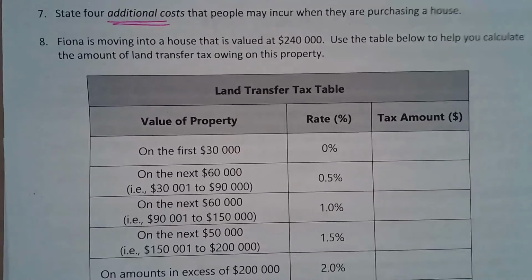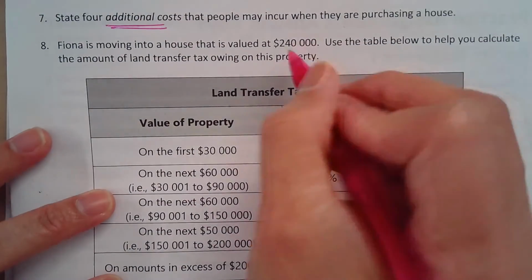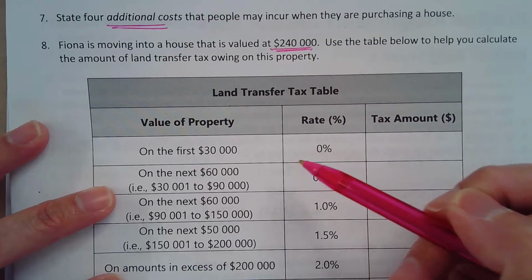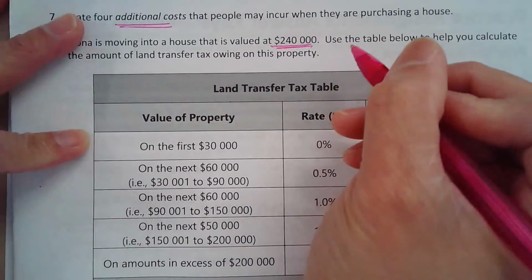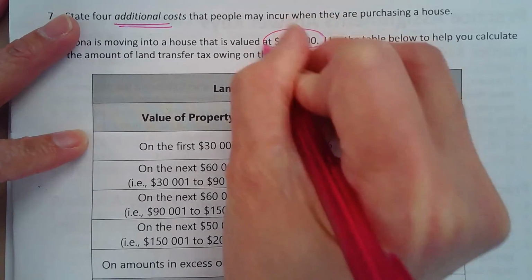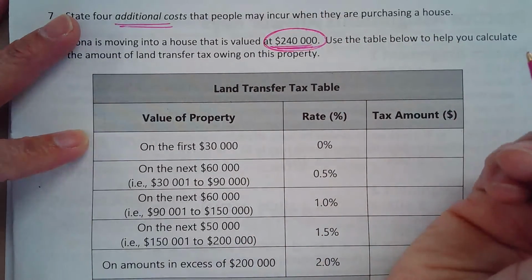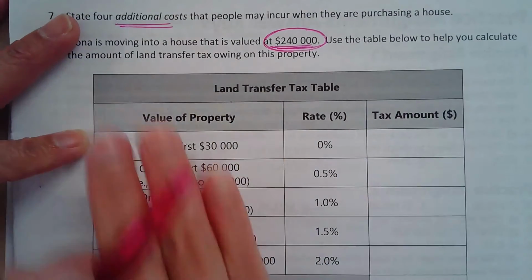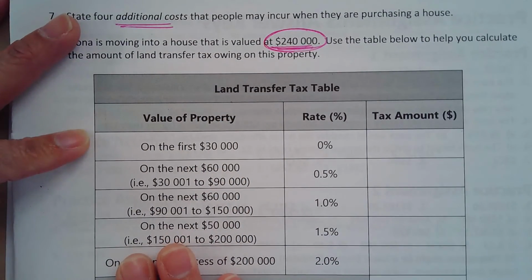We're gonna speed it up so we have a little bit of time to do our formula sheet. So let's take a look at number 8. Fiona's moving to a house that's valued at $240,000. The table below helps you to calculate the amount of land transfer tax. So what we need to do is make sure this amount is the total. The value of the property has to add up to 240.